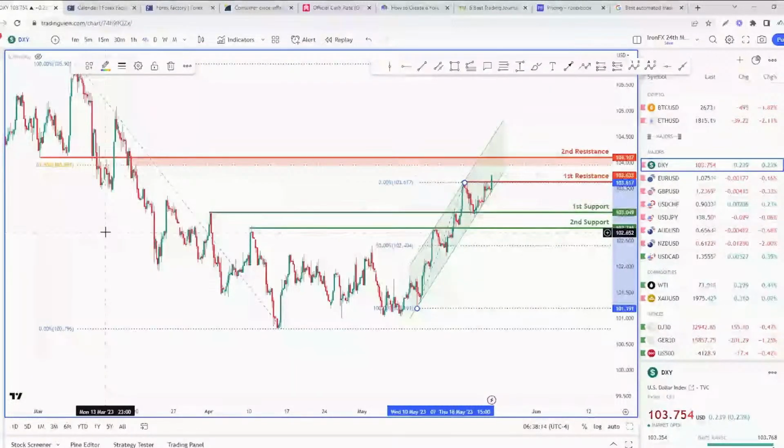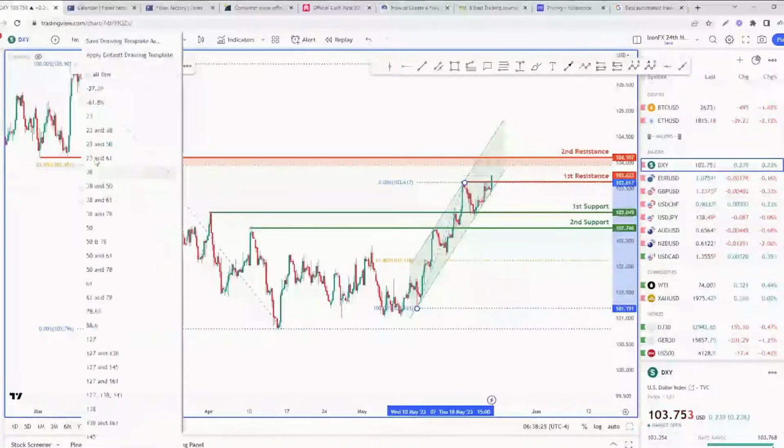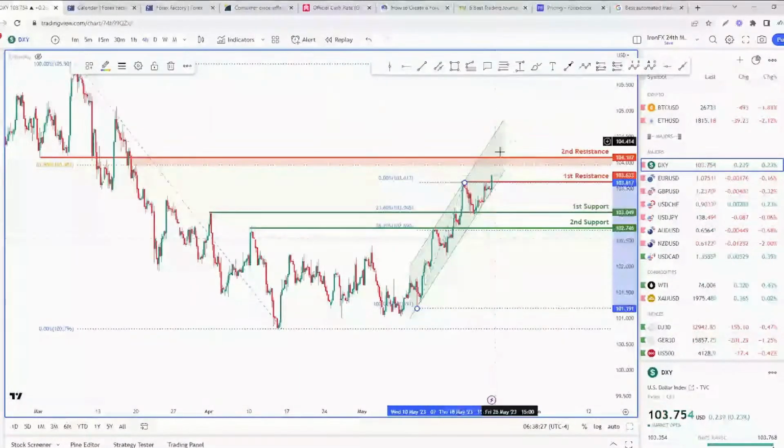So if I do 50 here, yeah, sort of, no, probably this would be 61. Yeah, it's slightly closer to 61. Right. So now price has clearly broken through this resistance level.